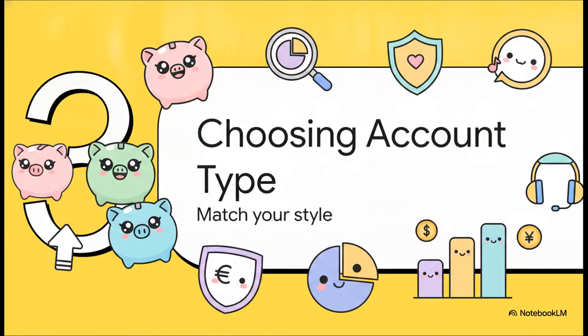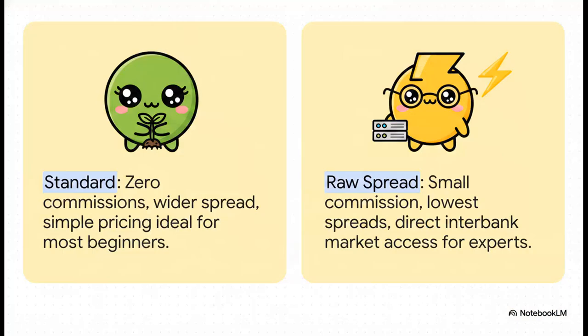Section 3. Choosing your account type. Once you've locked in a broker, the next crucial step is understanding how you actually pay them. A standard account is super common for beginners because there are zero commissions. The broker's fee is just baked into a slightly wider spread. It's very simple, clean pricing.